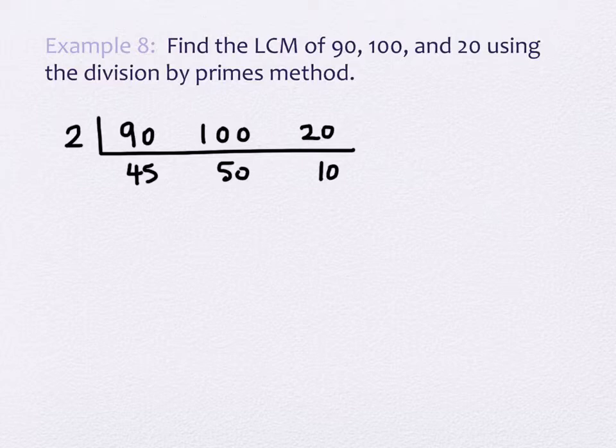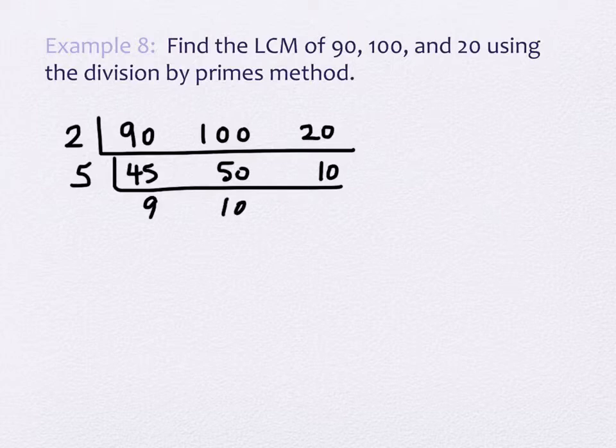Now I have 3 more numbers. I'm looking at 45, 50, and 10. I need a number that divides all 3 numbers. A 5. So I have 9, 10, and 2. Okay, if I were doing greatest common divisors, you know, the stuff we did on Wednesday, the answer would be 2 times 5 is 10, because there are no other numbers that divide 9, 2, and 10, all of them, right? Y'all with me?